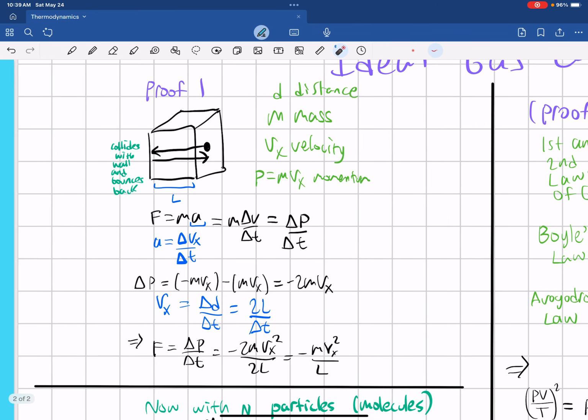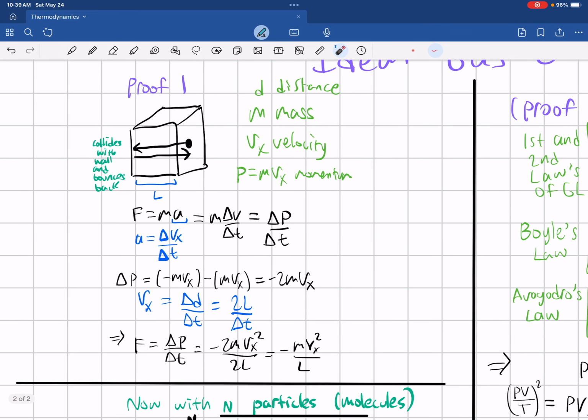So what you do is you have this box of size L, any box, and let's just say we have a single particle here and it crosses a length L and hits the wall and has, I guess you could say, a perfectly elastic collision, and it bounces back with the same momentum.